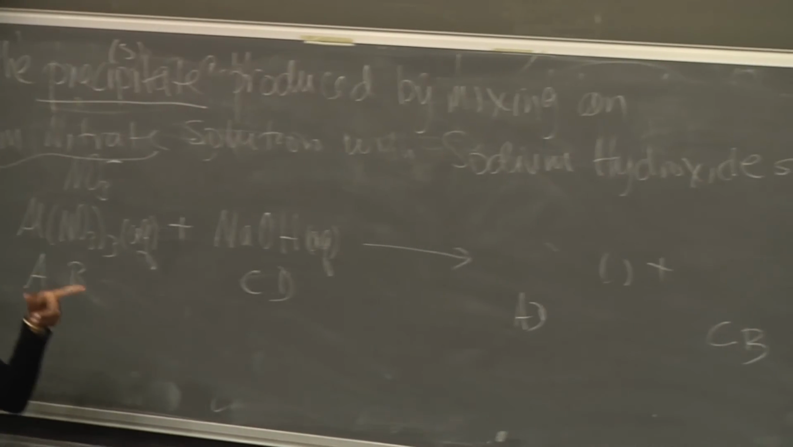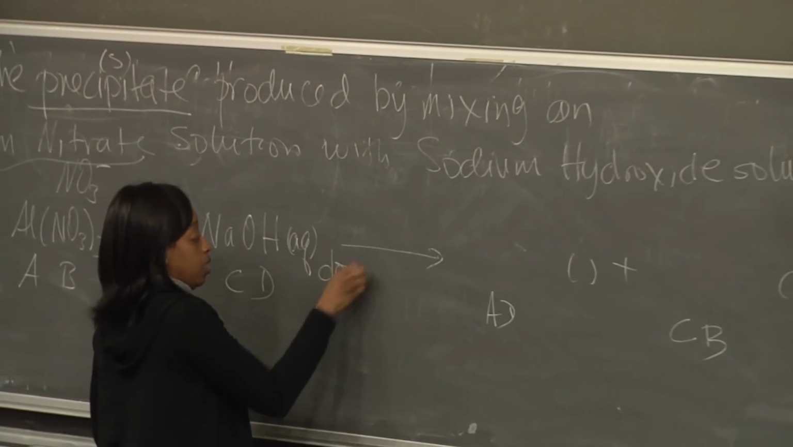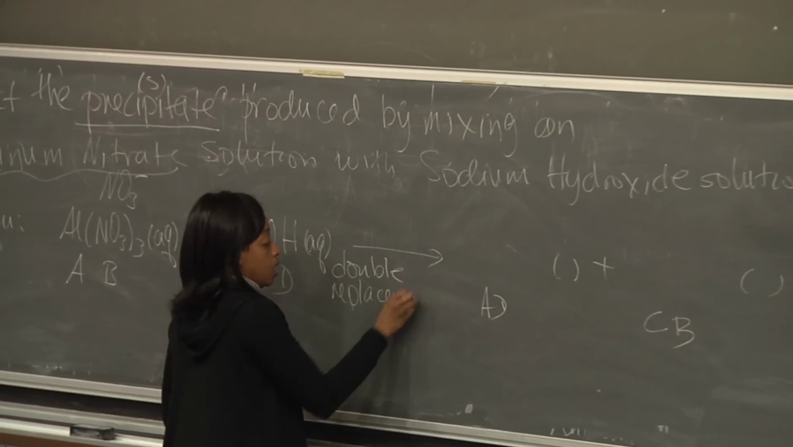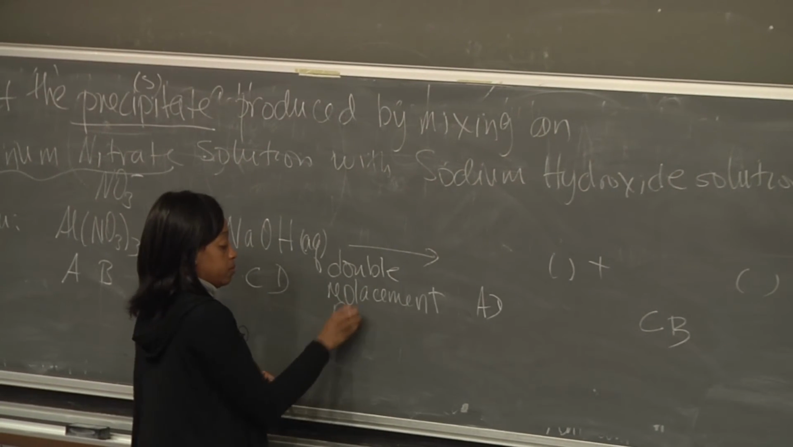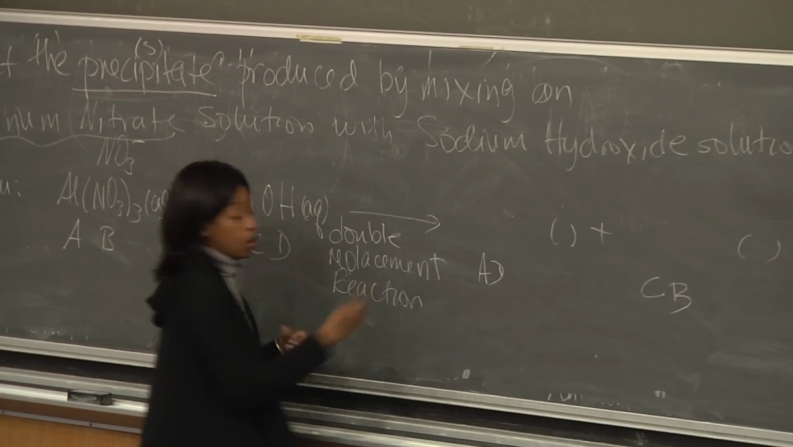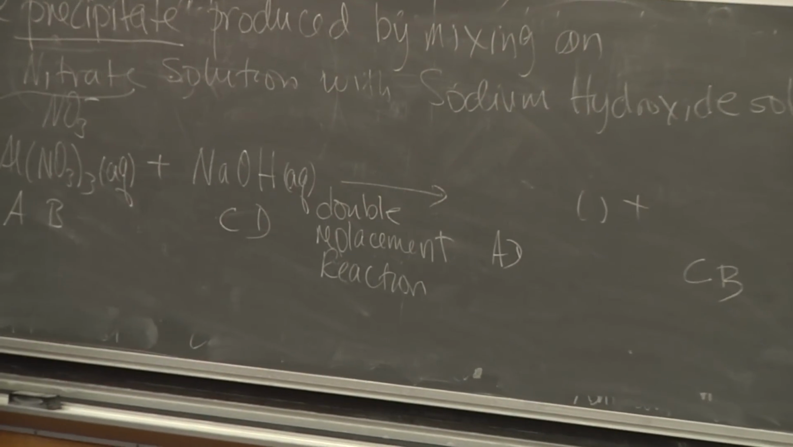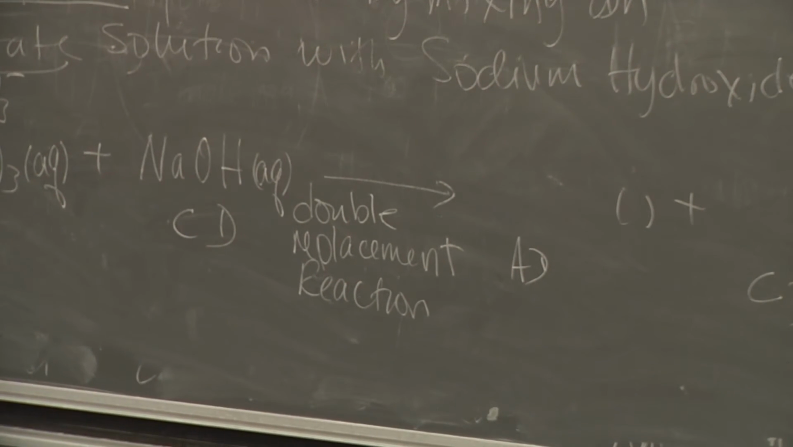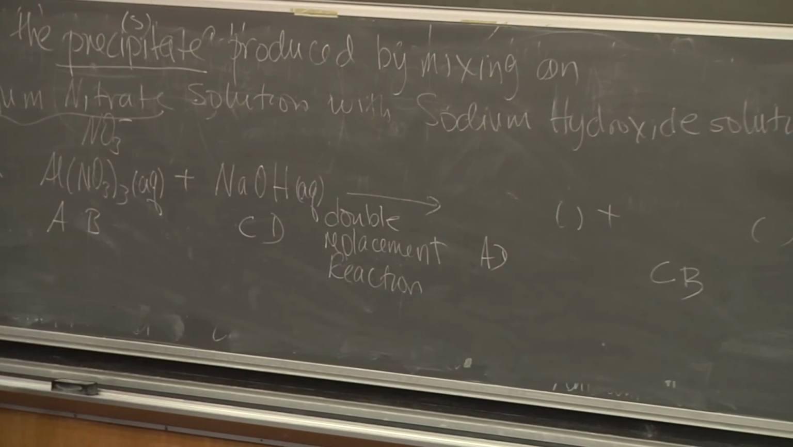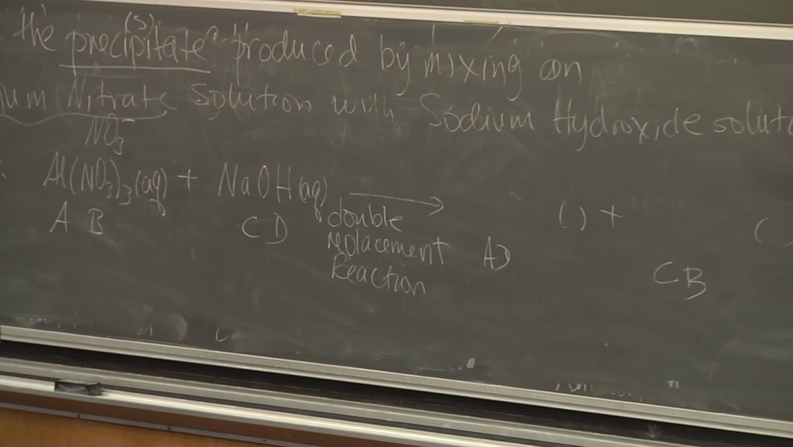And the name for that is a double replacement reaction. Or sometimes it's called a double displacement reaction. It displaces the cation and anion from another. So what are going to be the products? Al(OH)3 and Na+ and NO3-.